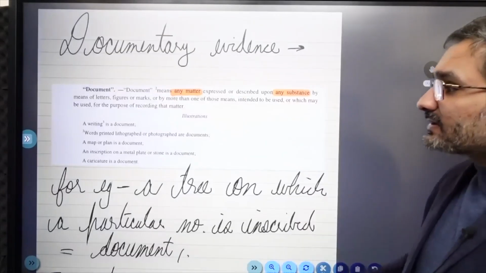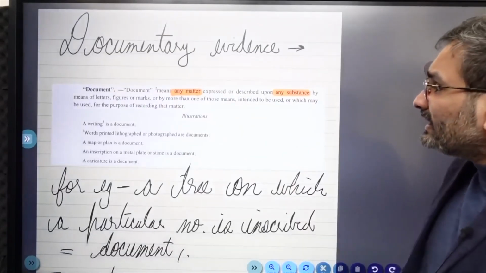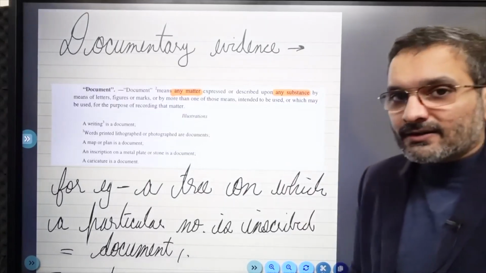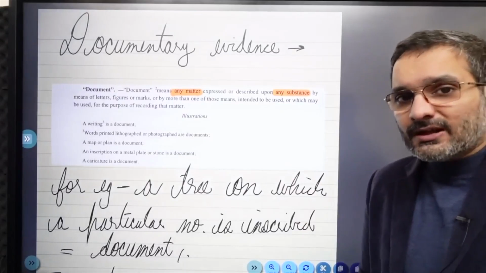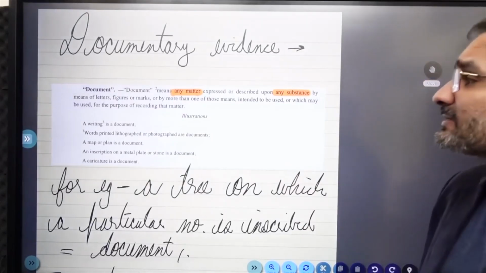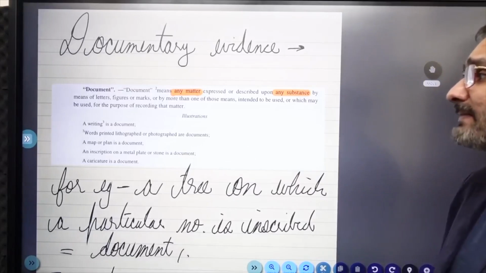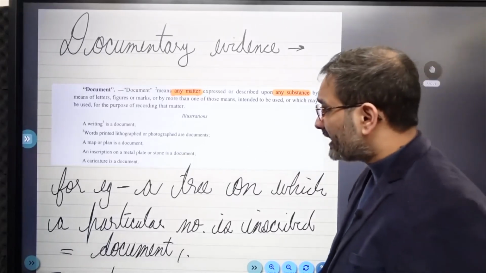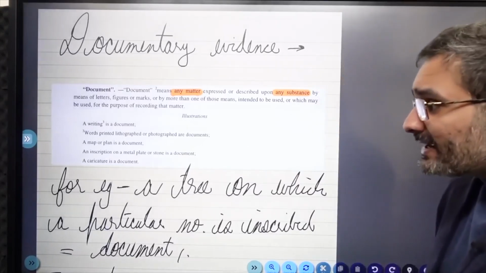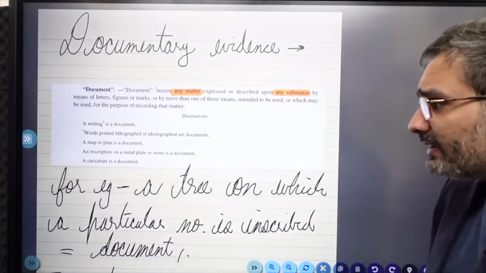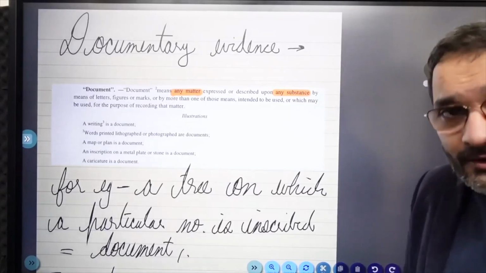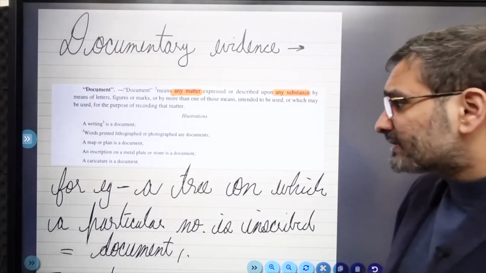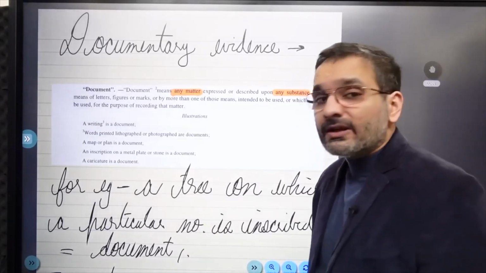अब डॉक्यूमेंट्री एविडेंस. Document means any matter expressed and described upon any substance, तो बहुत तरीके के मैटर हो गए, and any substance by means of letters, figures or marks, or by more than one of these means, intended to be used or which may be used for the purposes of recording that matter. Illustrations. A writing is a document. Words printed, lithographed, or photographed are documents. Photographs, screenshots, etc. A map or plan is a document. An inscription on a metal plate or stone is a document.